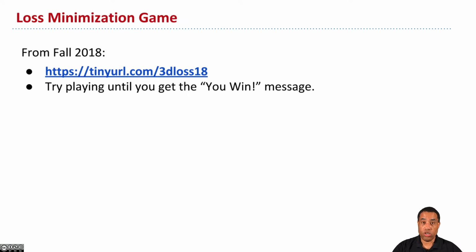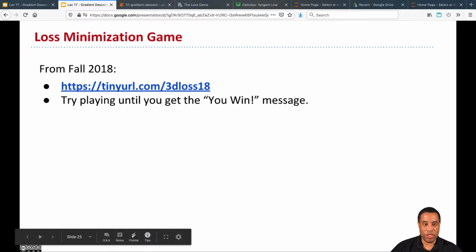Now let's talk about gradient descent in 2 dimensions. So I want to start with a little game. This will be kind of fun. It's a loss minimization game, and go to the following URL: tinyurl.com/3dloss18. Okay, so I'm going to do that so we can all play along.